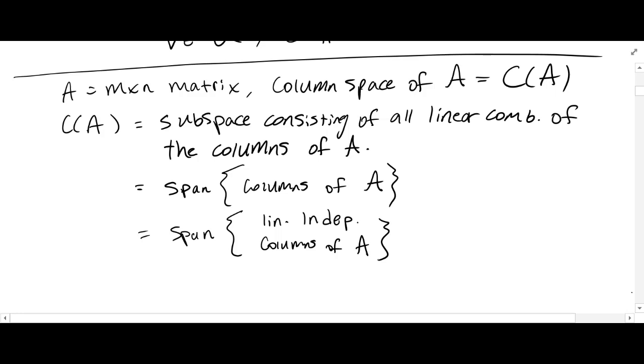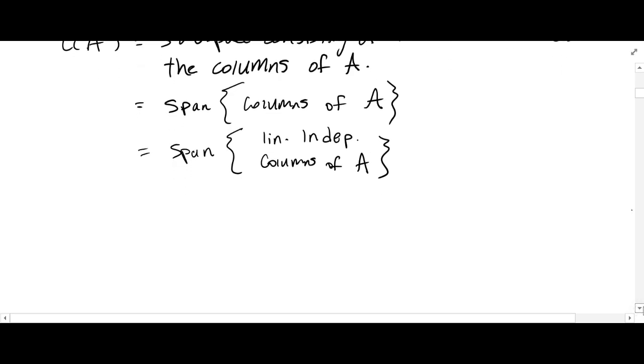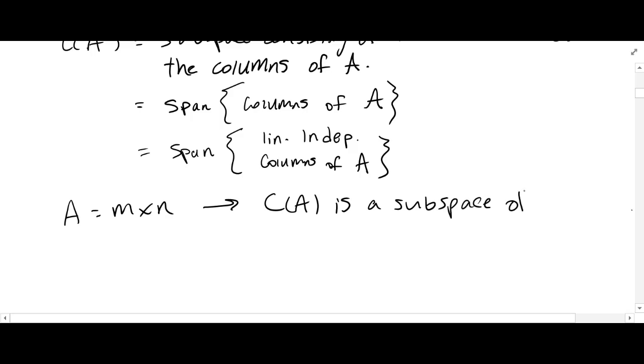So for example, I also want to say if A is m by n, then the column space of A is a subspace of R^m. So the number of rows determines where the column space is lying inside, and that's because the number of rows determines the number of components in each column.